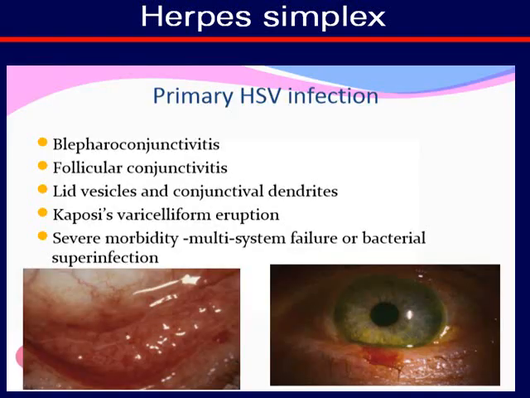Now for primary herpes, as I said earlier, it can present as follicular conjunctivitis or small vesicles in the lid and the conjunctiva, which give vesicles called Kaposi's varicelliform eruptions, and usually pass unnoticed. There is usually no significant morbidity after primary infection. However, some people, due to defective immunity, may have severe morbidity from the primary herpes, especially those with immune suppression.